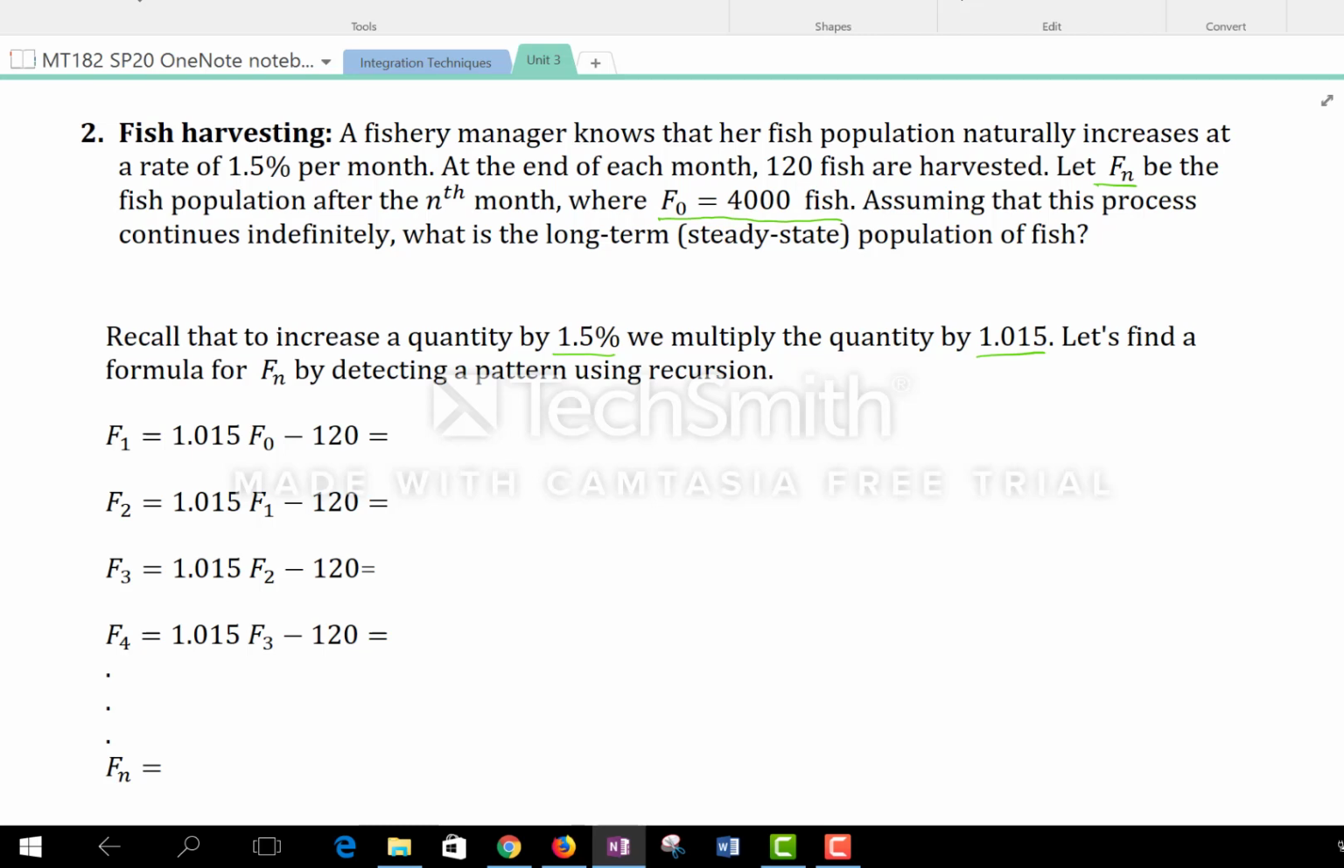All right, so after the first month, we're going to have 1.015 times the original amount minus 120. In general, your fish population in any given month is going to be the previous population increased by 1.5%, which is like multiplying the previous fish population by 1.015, and then we're going to be subtracting off 120 fish because we're harvesting 120 fish. So we're going to do that step by step. That's going to lead us to a formula.